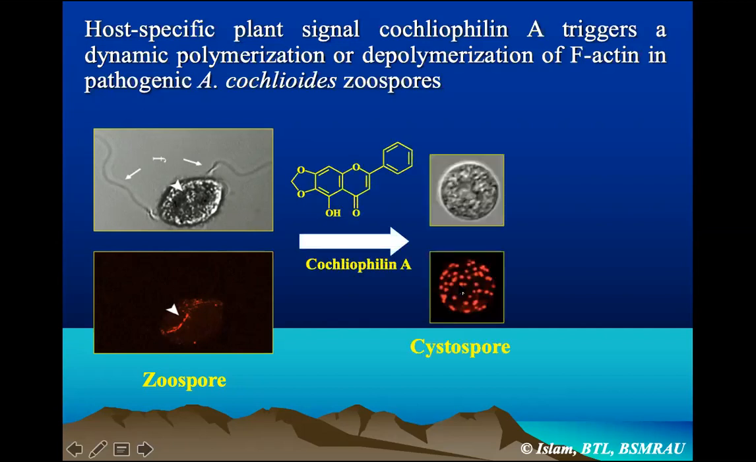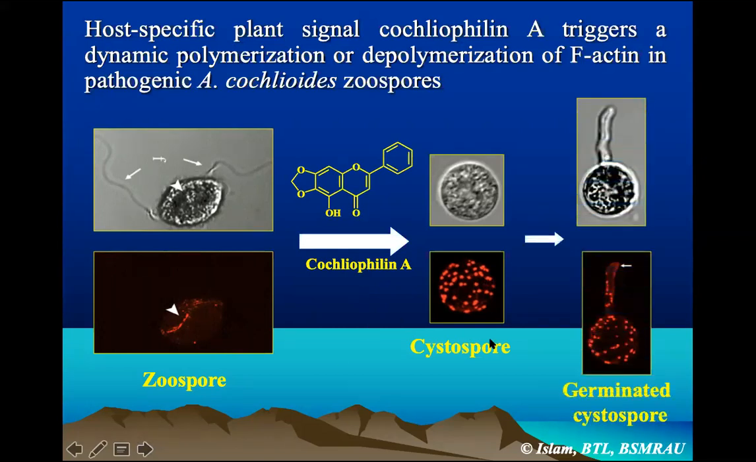And when plaques form, each plaque is connected with fine hairs, that means cochlearin-filling A triggers polymerization of the filamentous actin. And then when it germinates, again it becomes depolymerized and becomes the fine hairy, filamentous structure. And in the cystospore part, you still see the plaque form.